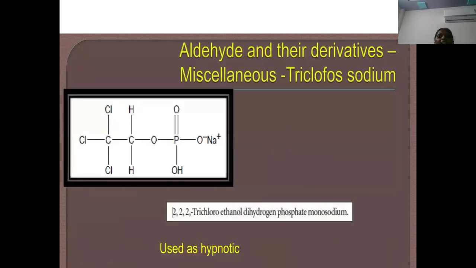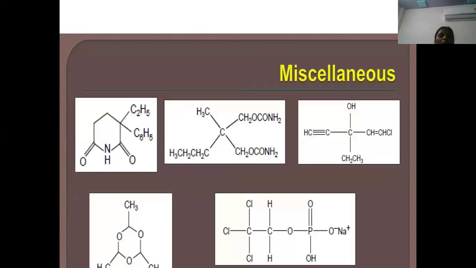Next, aldehydes and their derivatives. Example is triclofos sodium. So this is the structure of triclofos sodium. So in that, triclofos means due to the presence of 3 Cls along with P double bond O group. Sodium means the presence of Na plus. Okay, so this is the structure of triclofos sodium. This is the IUPAC name, 2,2,2 trichloroethanol dihydrogen phosphate monosodium. It is used as hypnotic. So these all come under the miscellaneous drugs.